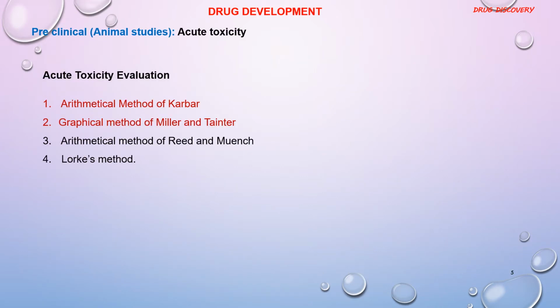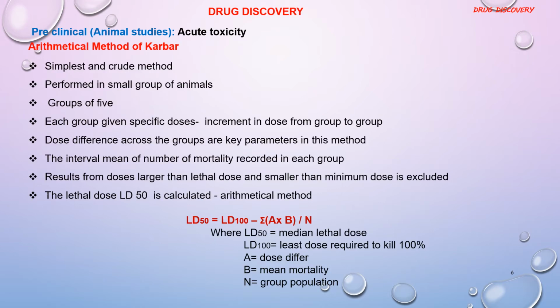The different methods used to evaluate acute toxicity are the arithmetical method of Karber, the graphical method, the arithmetic method of Reed and Muench, and Lorke's method. We'll just study two in detail. First, the arithmetical method of Karber.